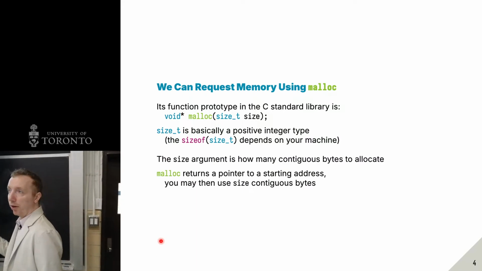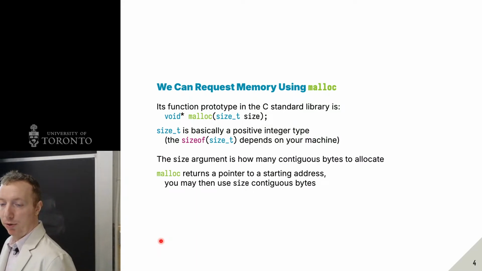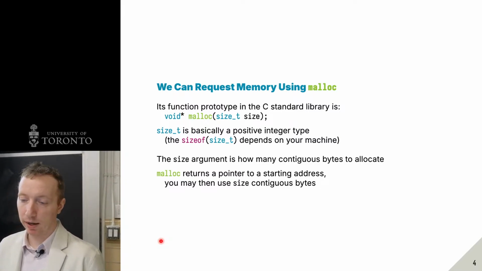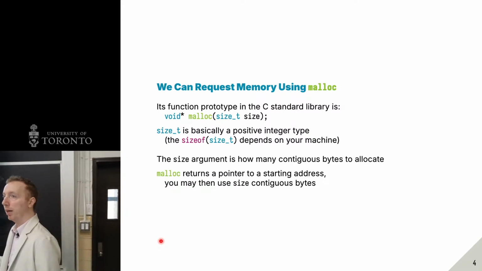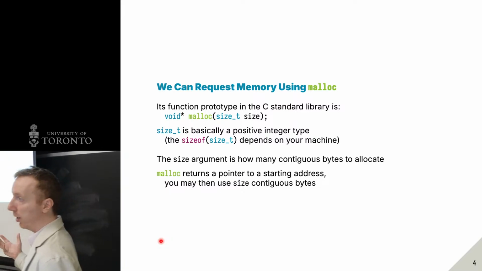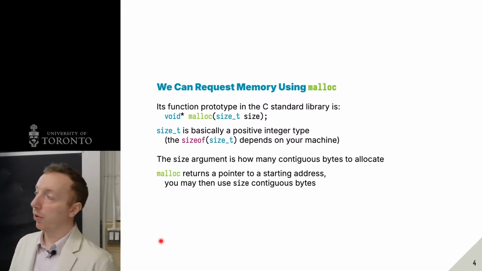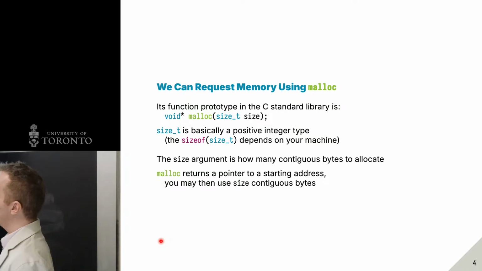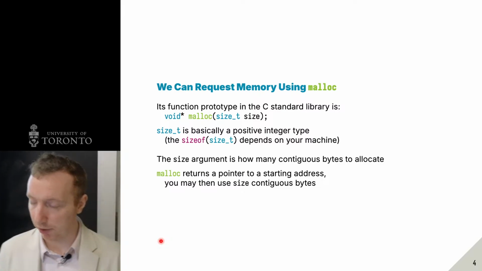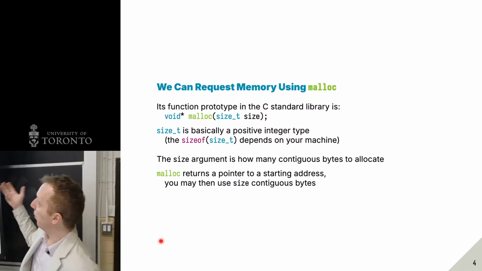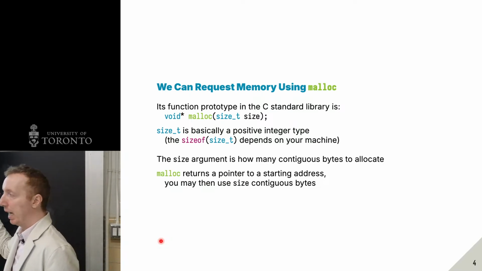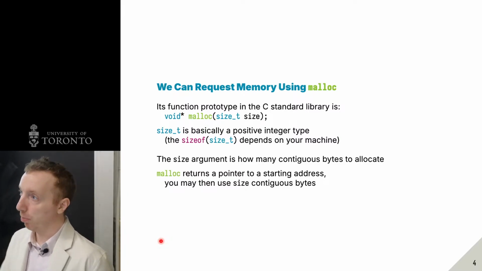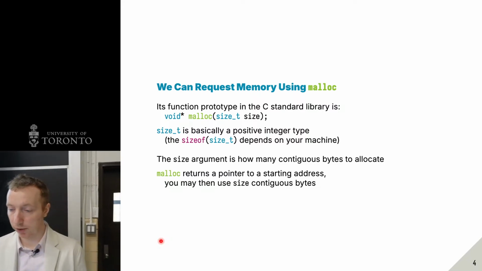So that size argument is how many contiguous bytes to allocate, and what malloc does is return a pointer to the starting address of that. And then you may use size contiguous bytes all in a row for whatever purpose you want. For a single variable, for an array, you might notice this is pretty much similar to how an array is structured in memory. So you can use that memory for whatever you wish. That's why it returns a void star, because C can't know what you're going to use this memory for. It's up to you to cast it to the proper type, signifying whatever you want to actually use this memory for.